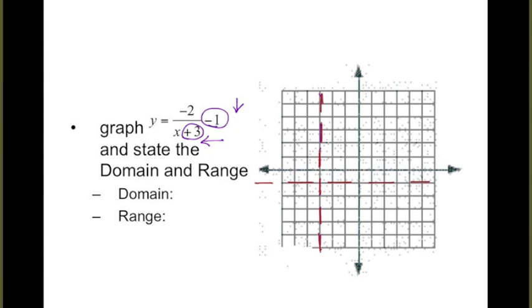So then we just need to figure out in which 2 sections these 2 branches are going to be. To do that, we're going to make an XY chart for the simpler form of the function, ignoring the stuff we've already taken care of. So we've already taken care of the plus 3, we've already taken care of the minus 1, so we're going to do y is equal to negative 2 over x.